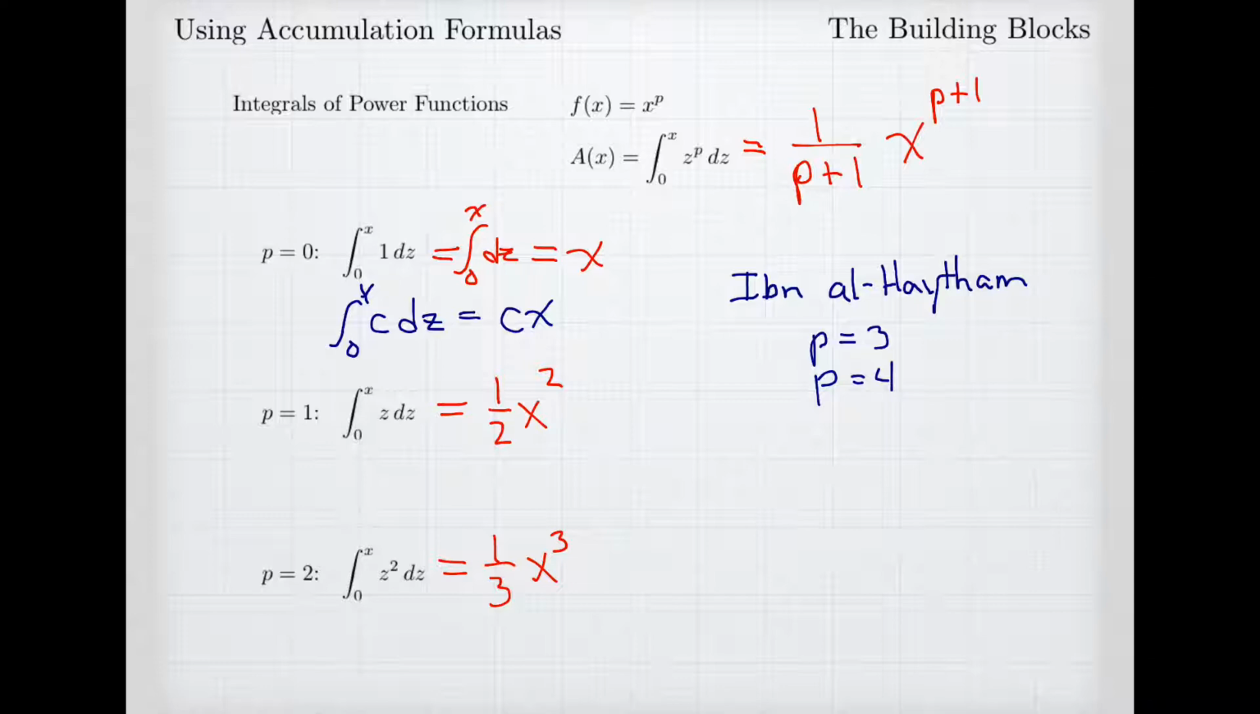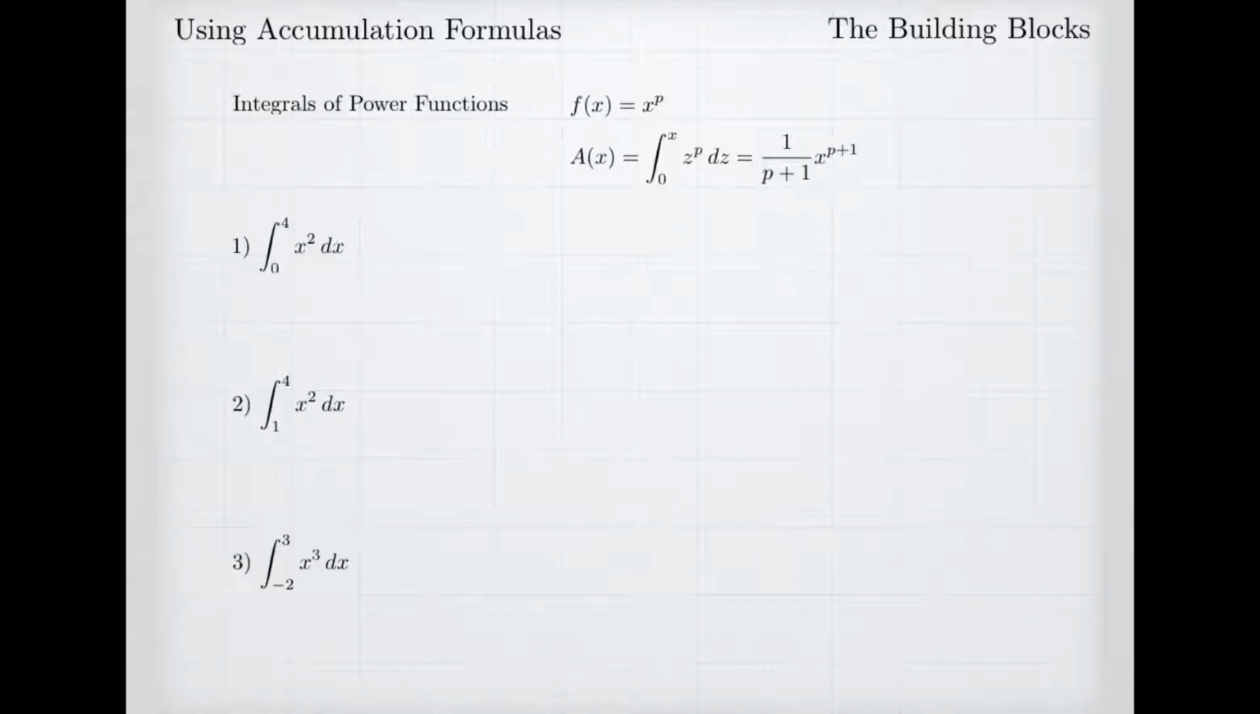We're never allowed to do p equals -1. So p can never equal -1. And you should see that if you tried p equals -1, we'd be dividing by 0. Let's look at some examples now.